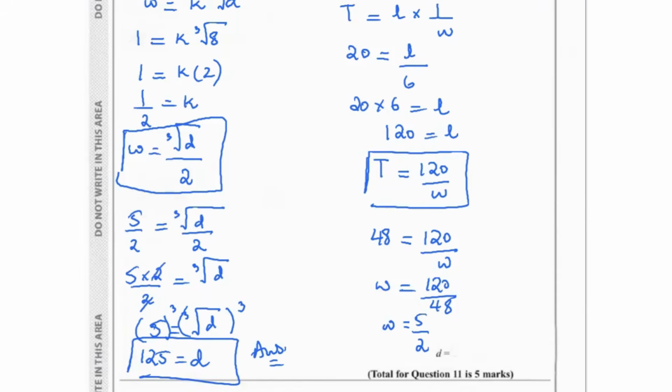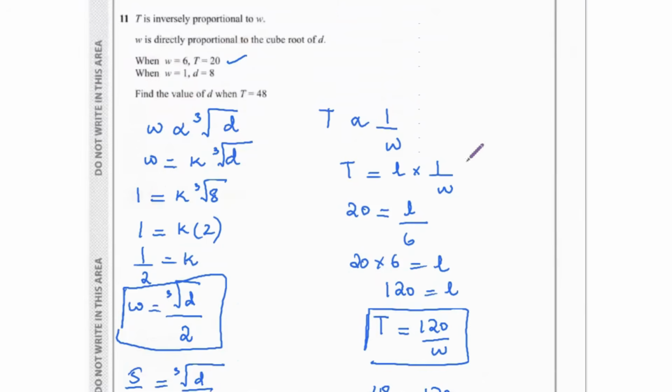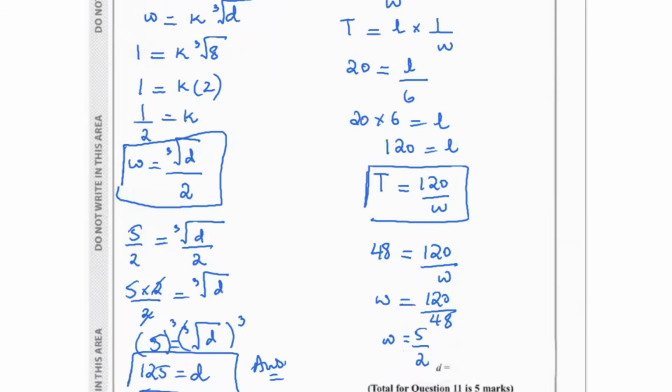Remember, you have to use all of the information to solve this question. It says that T is inversely proportional to W, so you create an equation for that. Then W is directly proportional to the cube root of D. You create a separate equation for that. Remember that the proportionality constants will be different for both equations. You cannot use the same proportionality constants, as that will give you an incorrect answer. Once you've done that, you use the other values to figure out the value of T. Then you figure out the value of W and substitute that in the next formula to figure out the value of D. And that gives you the answer.